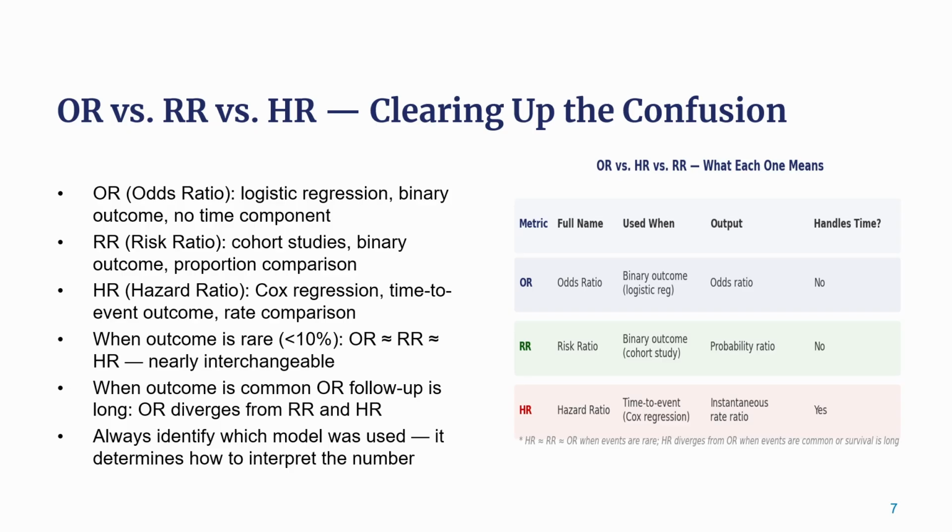When events are rare, under 10%, all three converge to approximately the same value. This is why early survival papers sometimes reported ORs from logistic regression, even for time to event data, and got away with it clinically. But when events are common, or when the study follows patients for a long time, the OR exaggerates the effect compared to the RR, and neither the OR nor the RR properly handles the time dimension the way the HR does. The take-home: identify the statistical model first, then interpret the output appropriately.